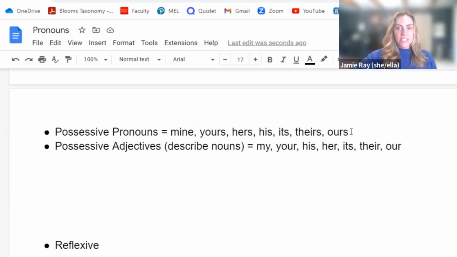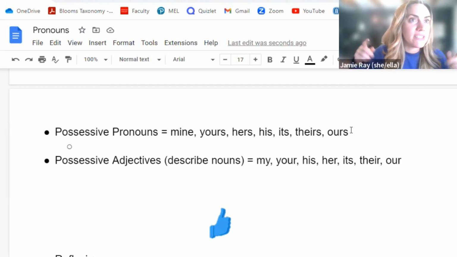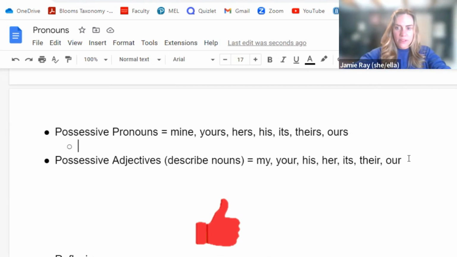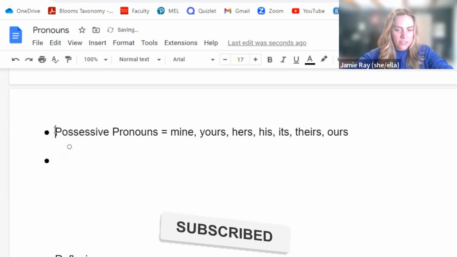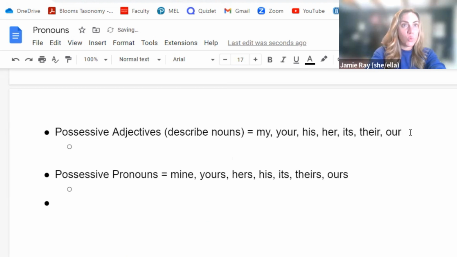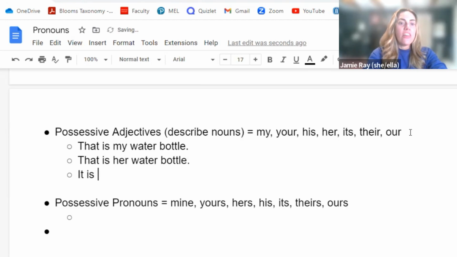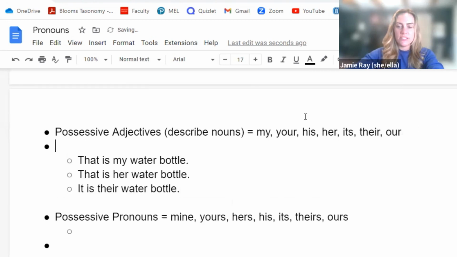Okay, so with possessive pronouns, remember a pronoun is a word that replaces a noun. So let me move the order of this to make it easier to understand. Let me just write some sentences using possessive adjectives. So, that is my water bottle. That is her water bottle. It is their water bottle. Okay, so here's just some examples of me writing sentences using possessive adjectives.